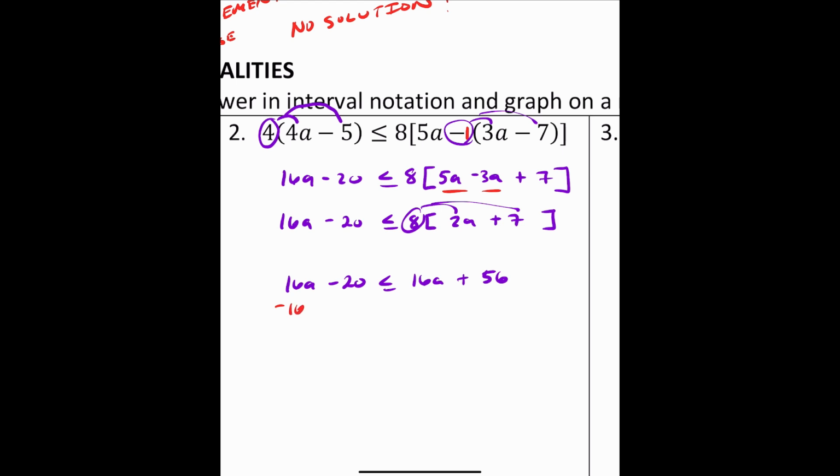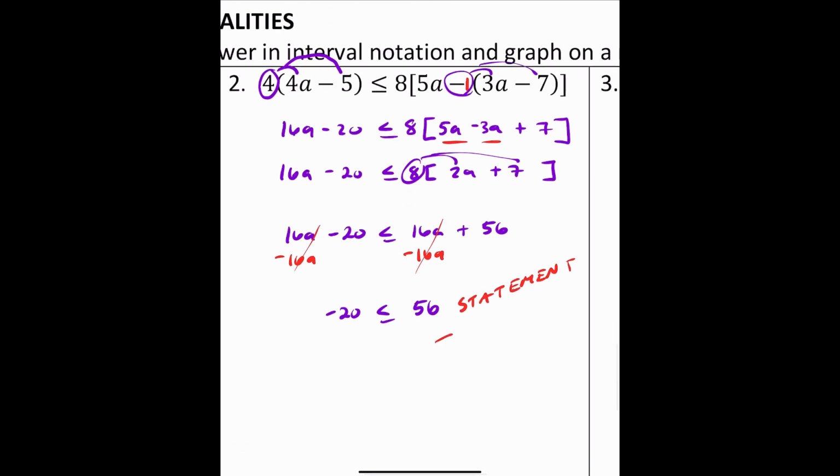Then I'm going to subtract both sides by 16a. And I have -20, which is less than or equal to 56. Look at that. We don't have any variables. We have a statement. So evaluate the statement and tell me it's true. -20 is less than or equal to 56. That sounds about right. So this is a true statement. And since this inequality is true, the answer is all real numbers.